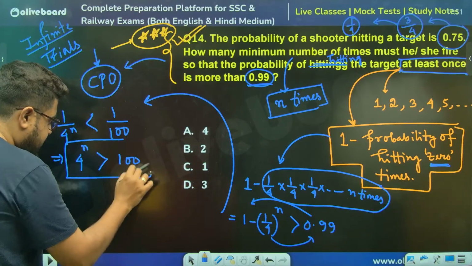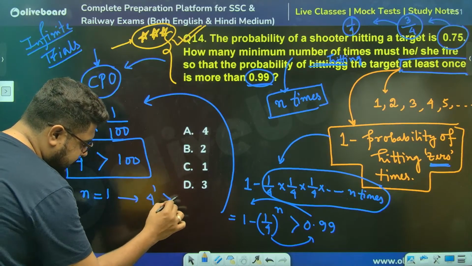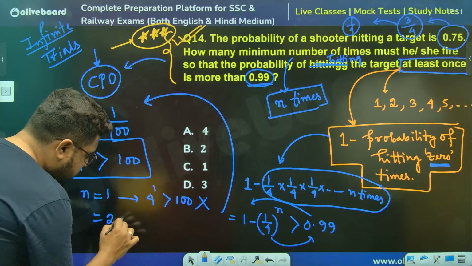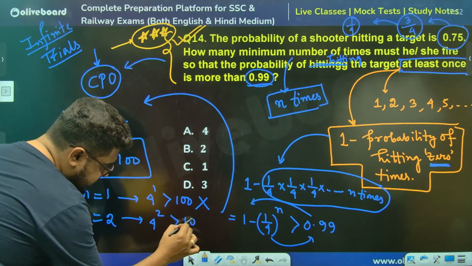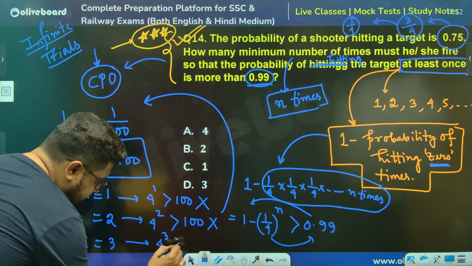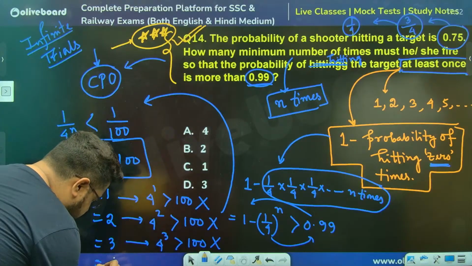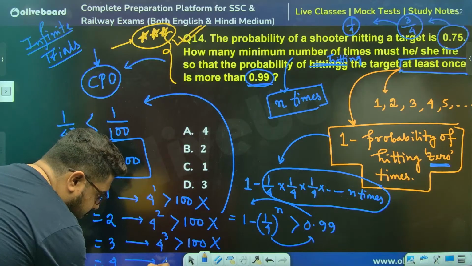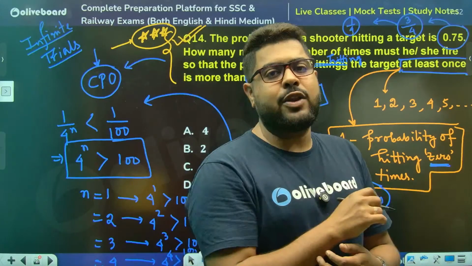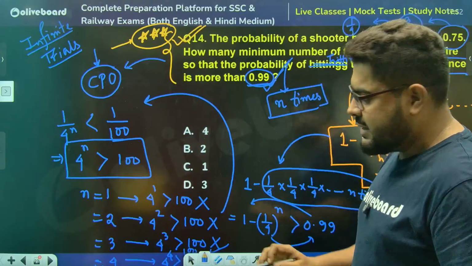Now n is equal to 1. Sir, 4 to the power 1 is greater than 100? No, sir. So n cannot be 1. N equal to 2. 4 square is greater than 100? No, sir. N equal to 3. 4 cube is greater than 100? No, sir. So n equal to 4. 4 to the power 4. Is it greater than 100? Yes, sir. So minimum value of n for which this value is greater than 0.99, that is n equal to 4.